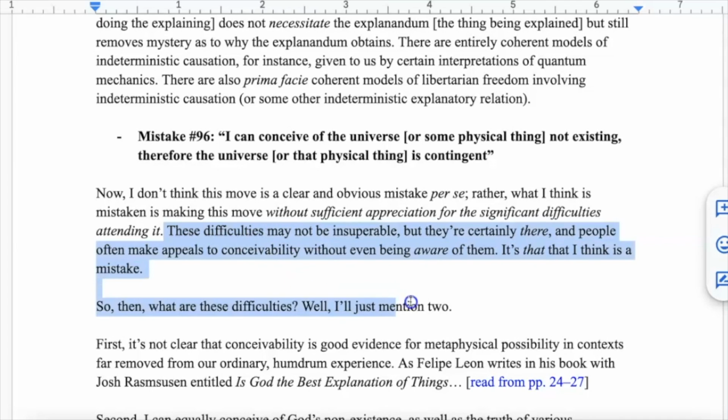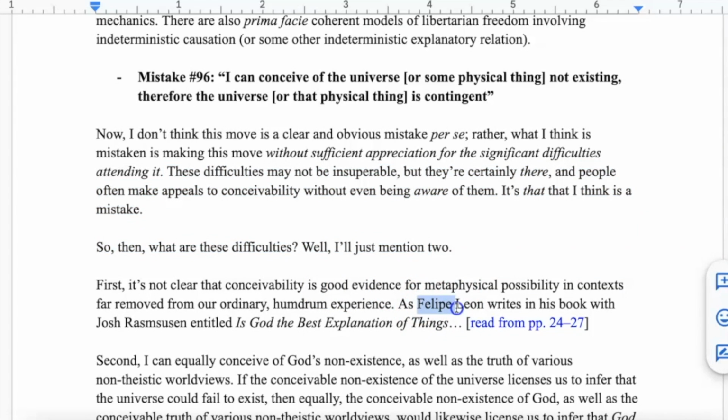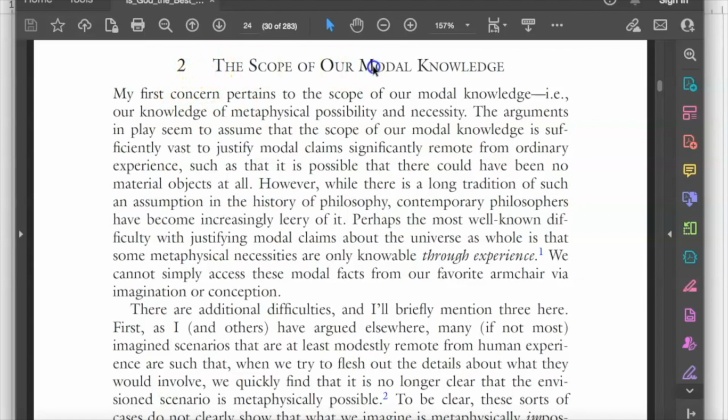So then, what are these difficulties? Well, I'll just mention two. First, it's not clear that conceivability is good evidence for metaphysical possibility in contexts that are far removed from our ordinary humdrum experience. And here we're going to look at some things that Felipe Leon helpfully summarizes in his book with Josh Rasmussen entitled Is God the Best Explanation of Things? So Felipe Leon here has a section on the scope of our modal knowledge. That is, our knowledge of metaphysical possibility and necessity. What's really genuinely possible, what really could have obtained in reality, and what could not have obtained in reality, and what must have obtained in reality.